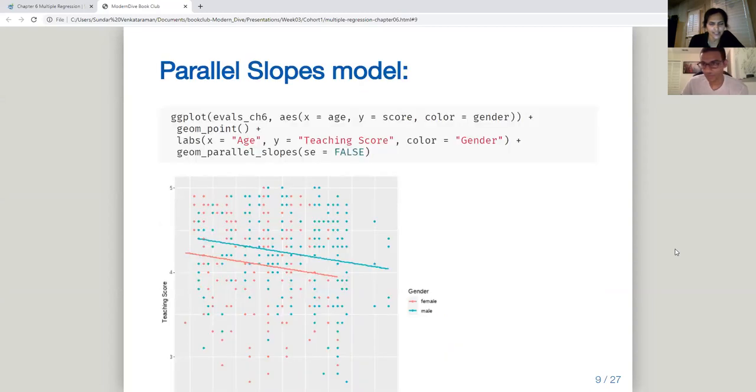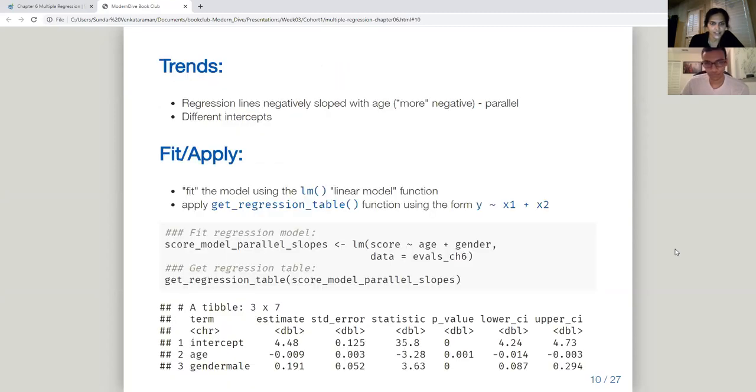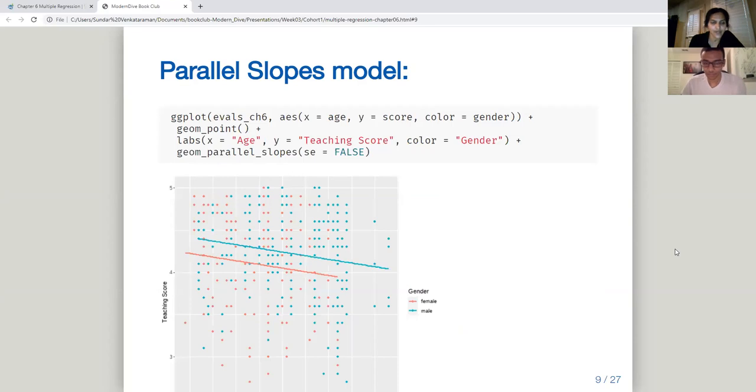So here you can tell that again the slopes are negative, and of course the female is more negative than the male. And you have different intercepts, even though the slopes are the same. So that's the difference between the interaction and the parallel slopes: the slopes are the same for parallel slopes, but the intercepts are different.